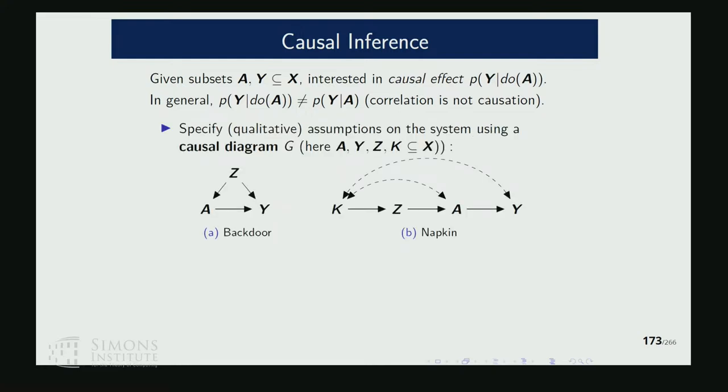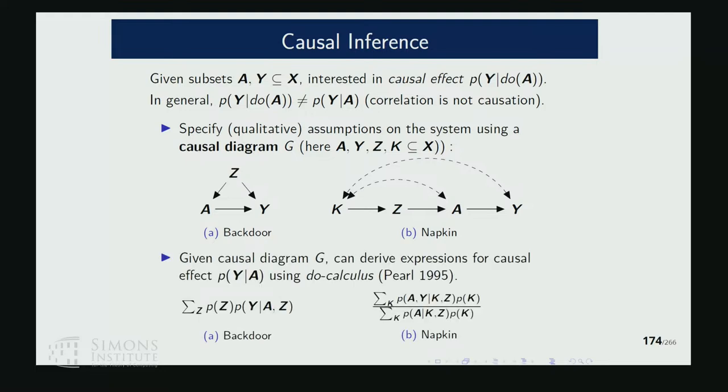So in causal inference, if you're given some assumptions or some knowledge of your causal structure, then that gives you formulas to actually estimate this effect after this do operation.